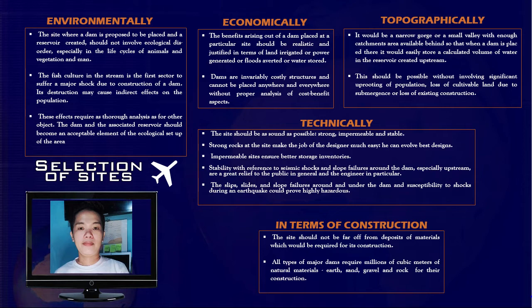The slips, slides, and slope failures around and under the dam and susceptibility to shocks during an earthquake could prove highly hazardous. In terms of construction, the site should not be far off from deposits of materials which would be required for its construction. All types of major dams require millions of cubic meters of natural materials: earth, sand, gravel, and rock for their construction.